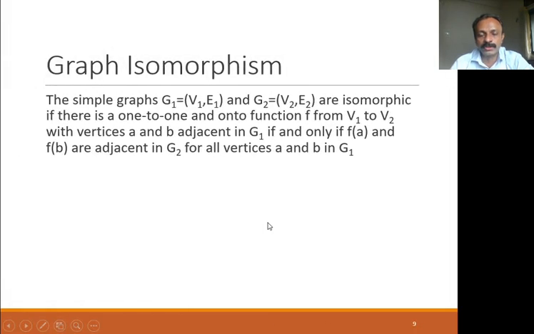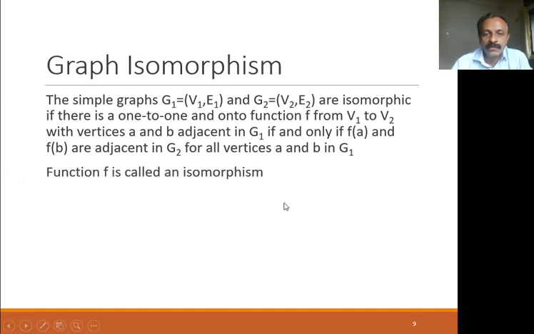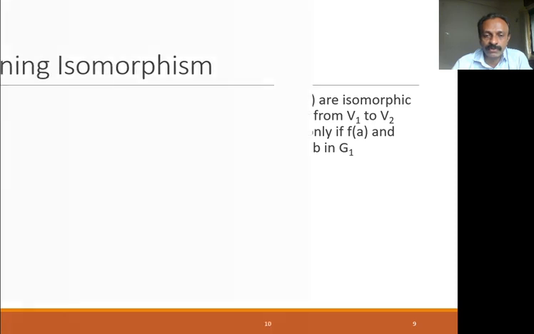What is graph isomorphism? The simple graph Z1 with vertex set V1 and edge set E1 and the graph Z2 with vertex set V2 and edge set E2 are isomorphic if there is a 1-to-1 and onto function f from V1 to V2 with vertices A and B adjacent in Z1 if and only if the corresponding images, that is f of A and f of B, are adjacent in Z2. This is true for all vertices A, B in the graph Z1. Function f is called an isomorphism.